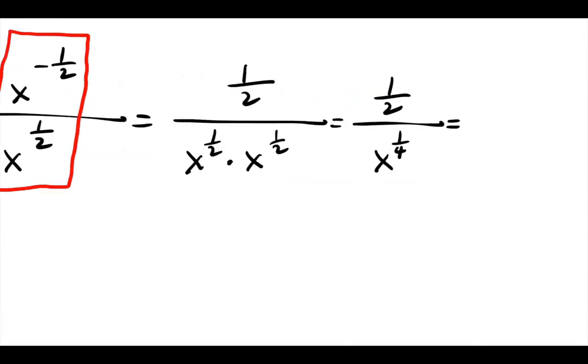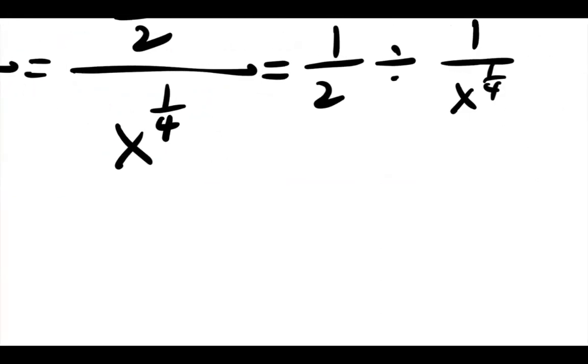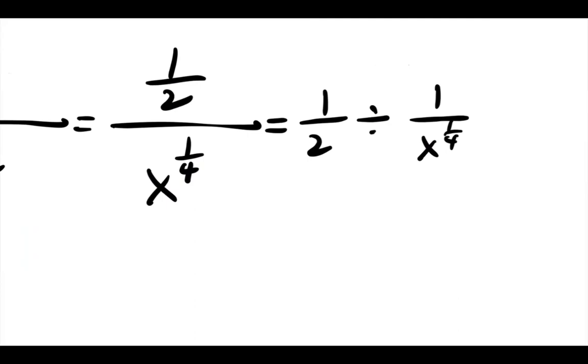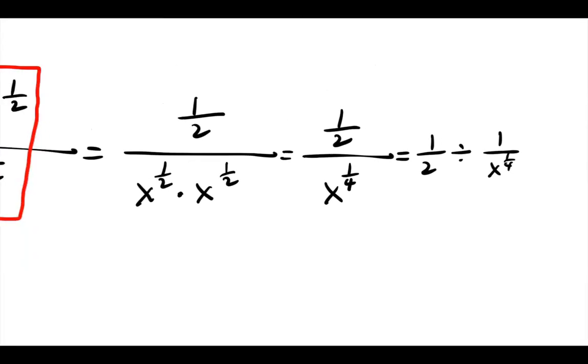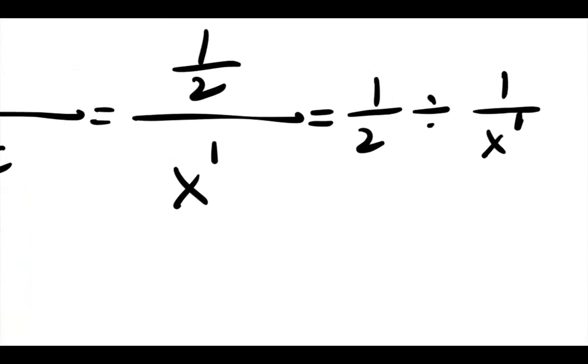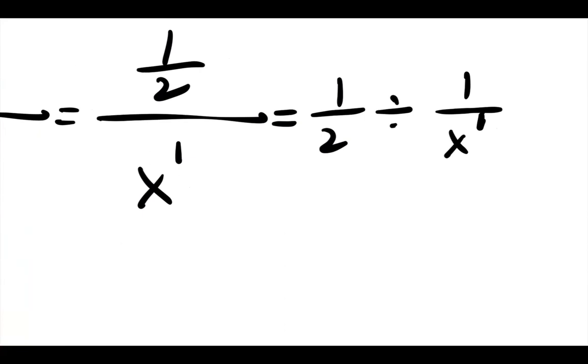So this is really the same thing as 1/2 divided by 1 over x to the 1/4, right? It's the same thing as that. Because you're multiplying x to the power of 1/2, the exponents. Oh, yeah, sorry. Why did I multiply? You're right. So it should be power of 1 whole. Thank you. Yeah, I multiplied. I don't know why I did that.